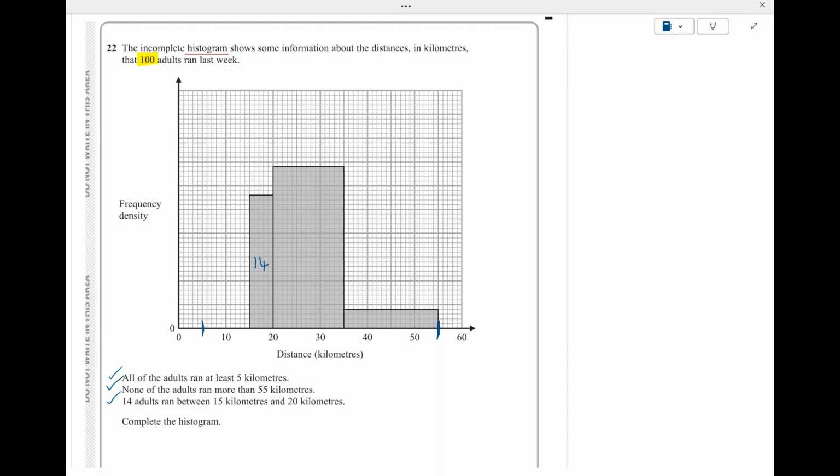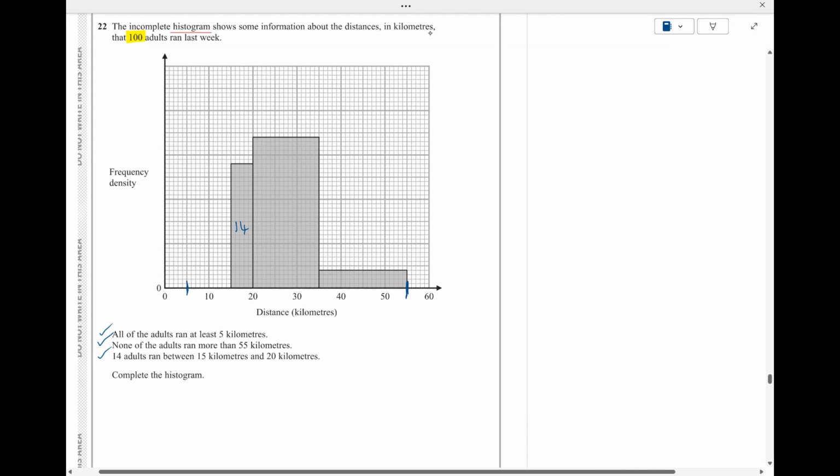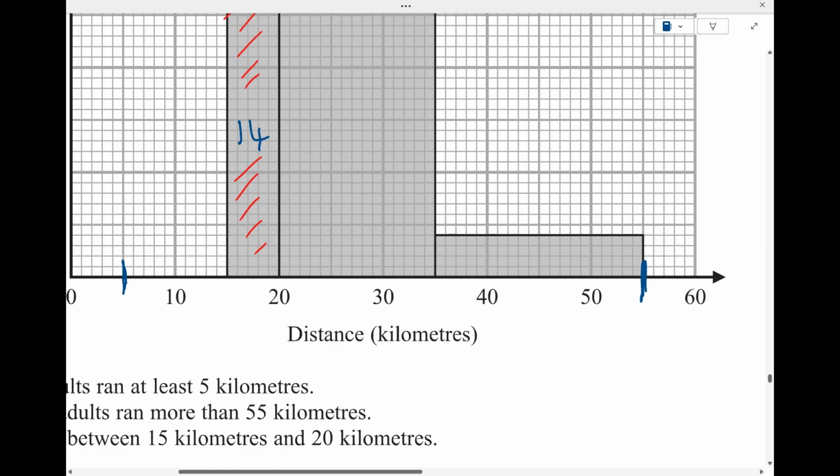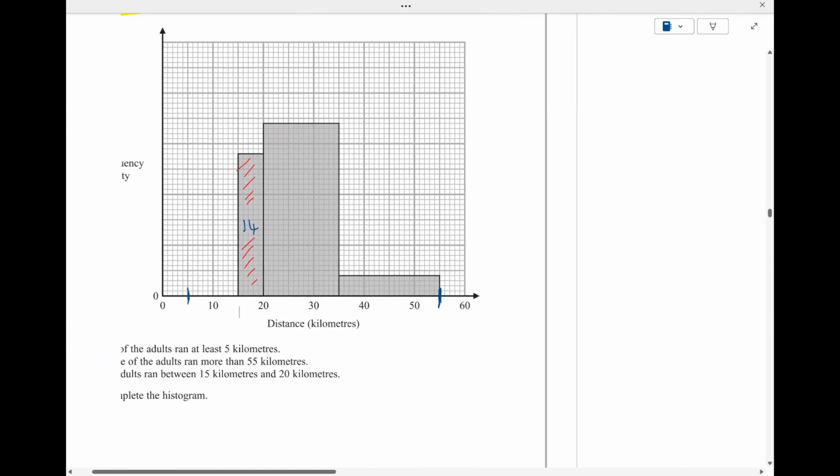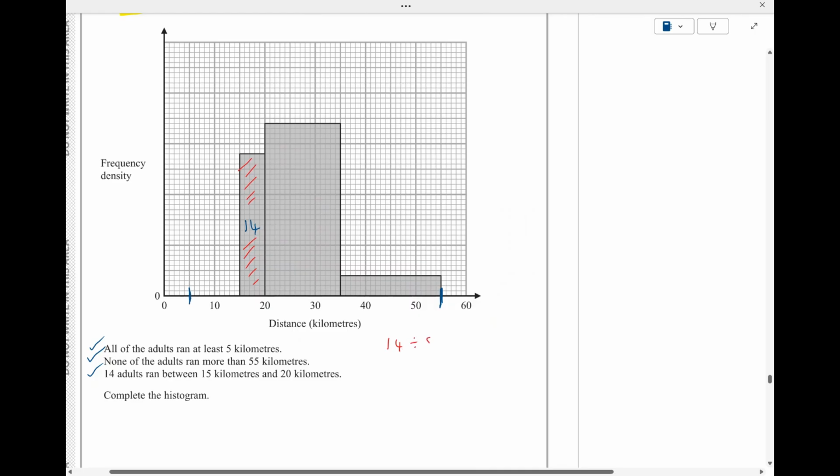Complete the histogram. Right, well, what can I do? My first step here is I know that the area of this bar is 14. Now, I know that the bar is 5 little squares wide. So I'm going to do 14 divided by 5 to tell me the height of that rectangle. 14 divided by 5 is 2.8. So I know that this is 2.8. So now I can work out my scale here. Happy with that?